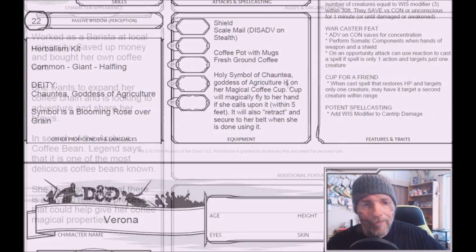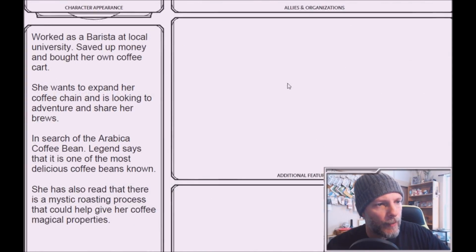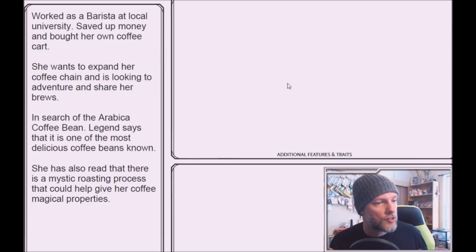So really cool. As we scroll down here, a little bit of backstory. Verona worked as a barista at a local university, saved up money, bought her own coffee cart. She wants to expand her coffee chain and is looking to adventure and share her brews. She's in search of the Arabica coffee bean. Legend says this is one of the most delicious coffee beans known.